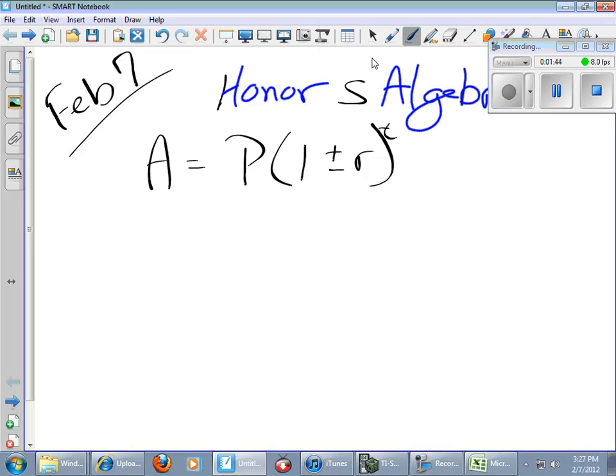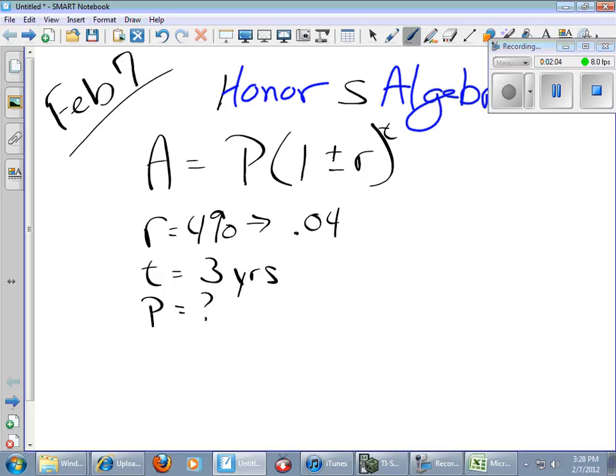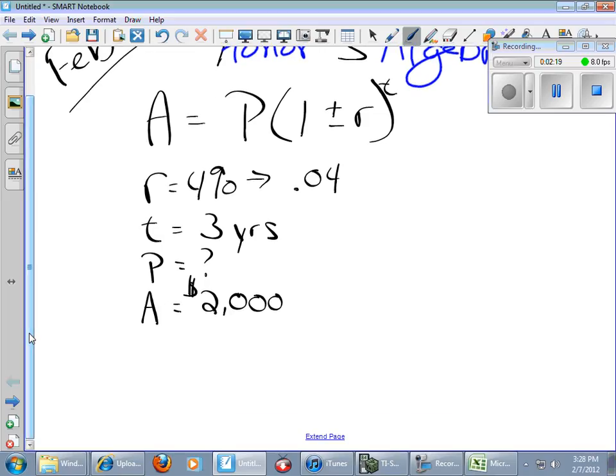We know the rate is 4%, which the number we'll actually use will be 0.04. We know the time is 3 years. We don't know the principal amount. And we know that we want the ending amount to be $2,000. Let me just double check that. Yeah, $2,000.